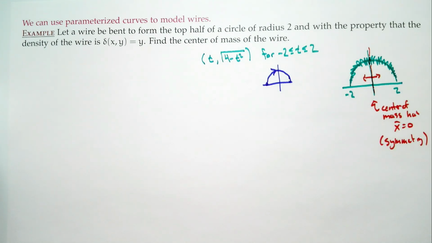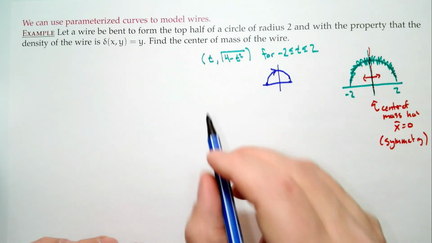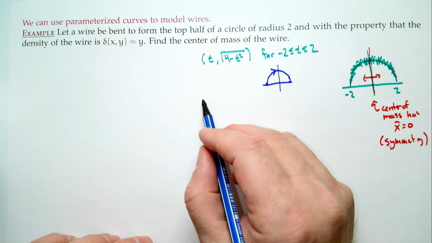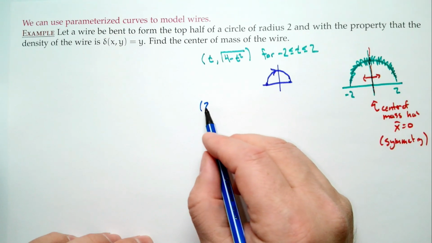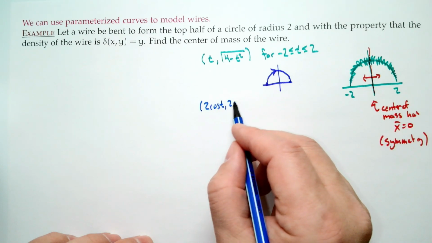Now, you might be able to detect by my tone of voice, I don't want to do this parameterization. You are correct. You are picking up on my tone of voice correctly. This is not the easiest parameterization because we're dealing with a circle. What's a better parameterization? Yeah, cosine t, sine t is a better parameterization because it actually moves a little bit more smoothly. Because it's a circle of radius 2, you just need to scale. 2 cosine t, 2 sine t.